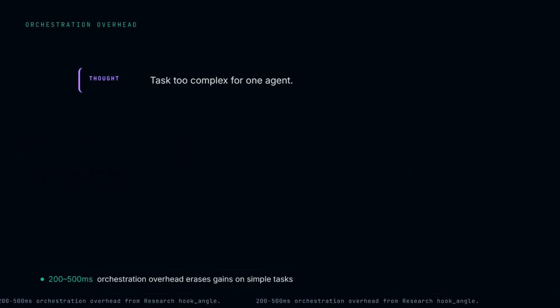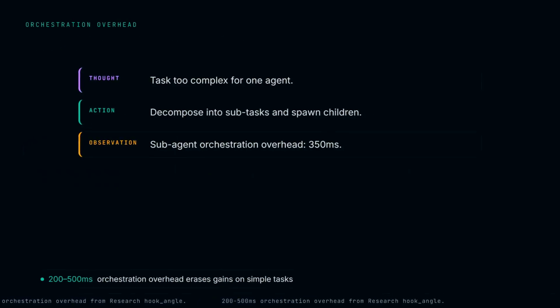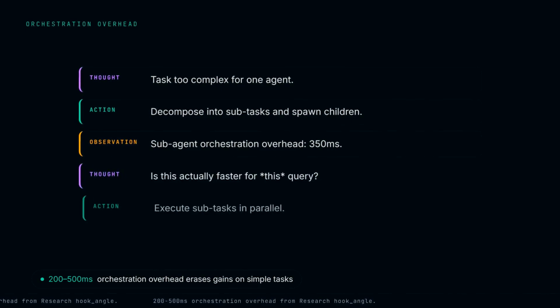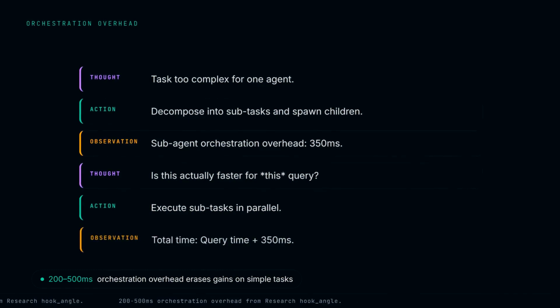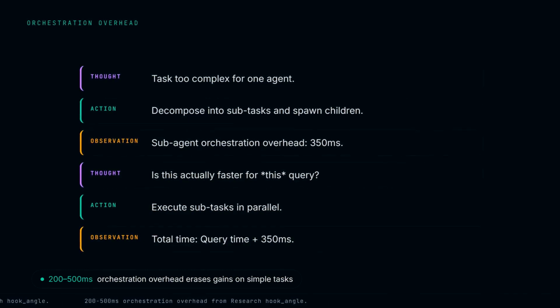Here's the tension: spawning sub-agents adds 200 to 500 milliseconds of orchestration overhead per layer. On simple queries, that overhead erases the savings entirely. So why does it work at scale, and when does it quietly wreck you?